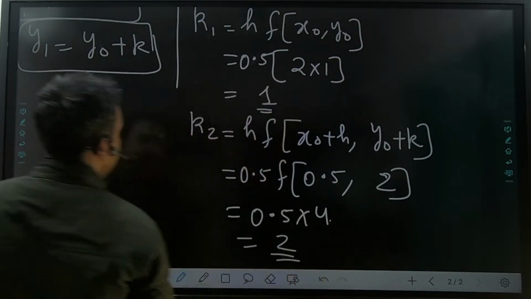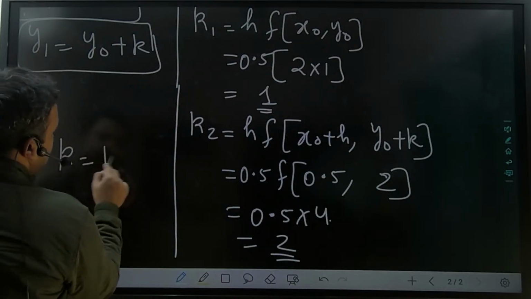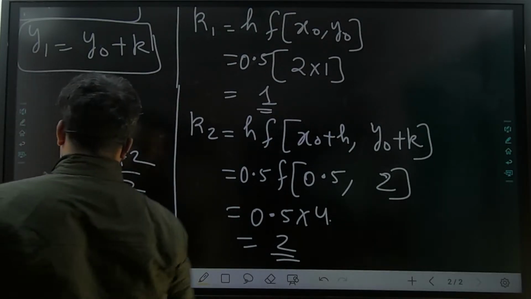So k1 and k2 we have both got. Now I can find the k value. So k is the value 1 plus 2 by 2, that is 1.5. Right? 3 by 2. This k value I got.